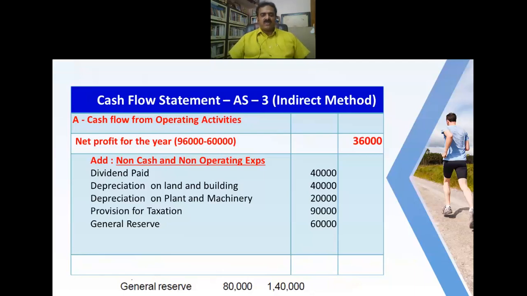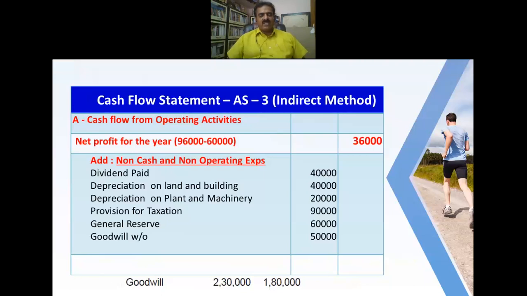Therefore, 60,000 rupees is transferred to general reserve. And goodwill written off, where the opening value is 2,30,000 and closing is 1,80,000. Therefore, it is reduced by 50,000. That is to be treated as goodwill written off, to be added back to the profits.